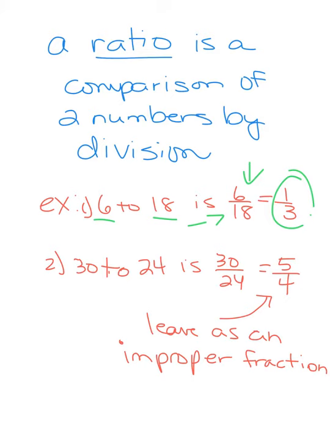we have 1/3. In number 2, we have 30 to 24. Again, 30 is my numerator, 24 is my denominator, and I simplify that to 5 over 4. Now, one thing that's important about this, when we're looking at ratios, we're comparing two numbers. So we want to leave this as an improper fraction. We do not want to put this as a mixed number because then you wouldn't be comparing two numbers.